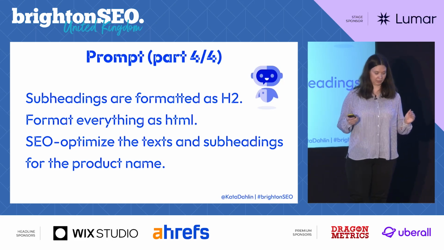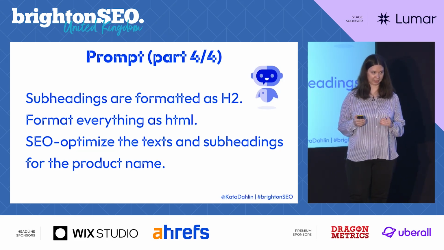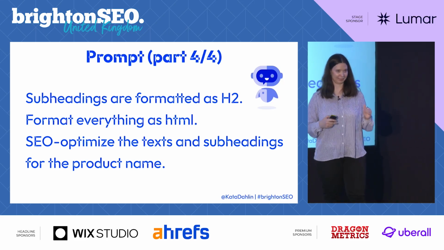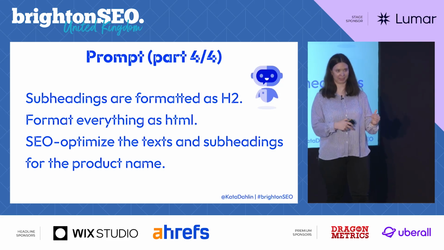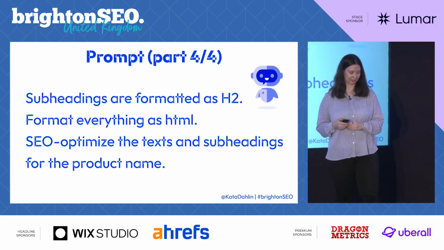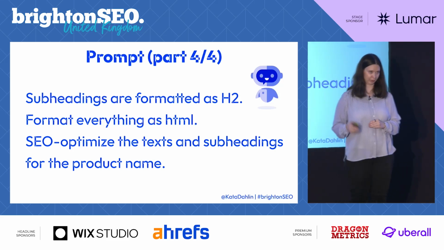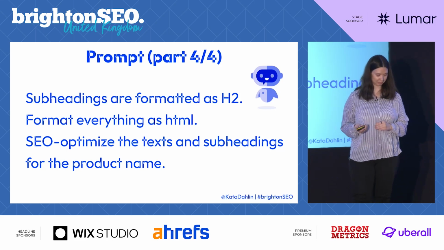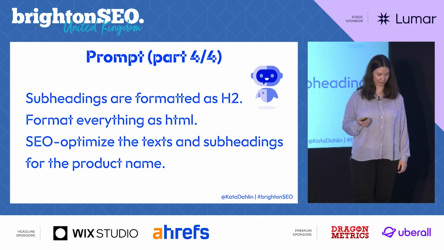I already here ask it to format subheadings as H2 and everything as HTML, so that I get the right format when I copy-paste this into WordPress, and then I just have to click on update. And I also ask it to optimize the text and subheadings for the product name.